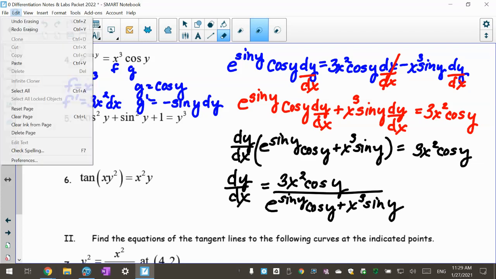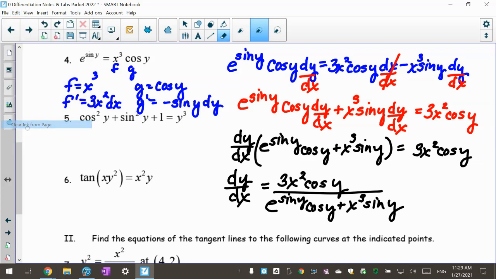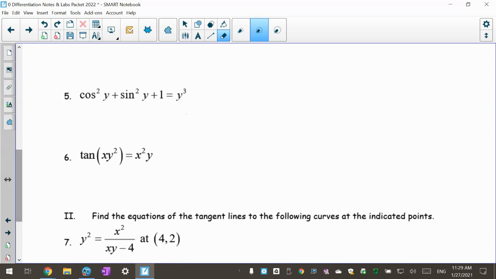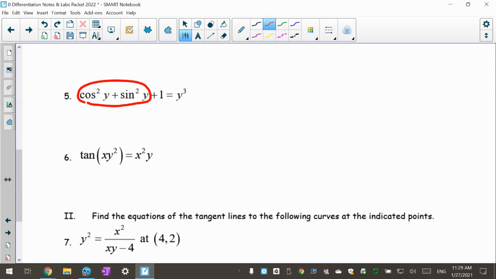All right, I'm going to do number 5. Number 5 is pretty short, and the reason why it's short is because I don't want you to forget your trig identities. If you look here, cosine squared y plus sine squared y, I know, is equal to 1. That's an identity. So I basically have 2 equals y cubed. All right, so I can write it like this, y cubed equals 2.